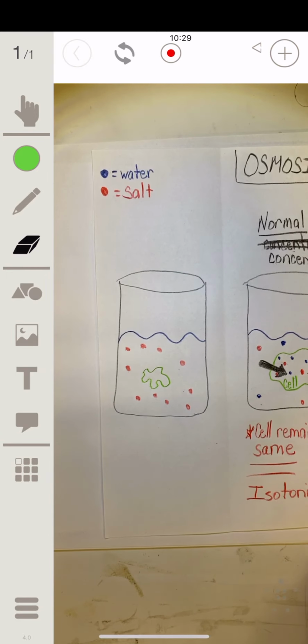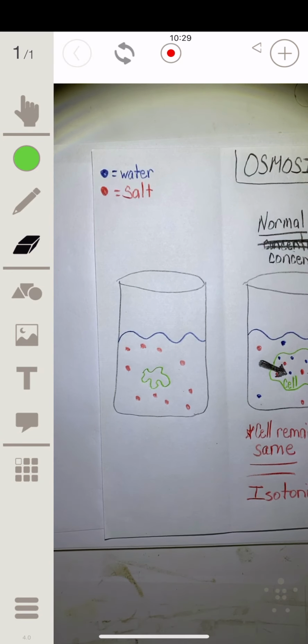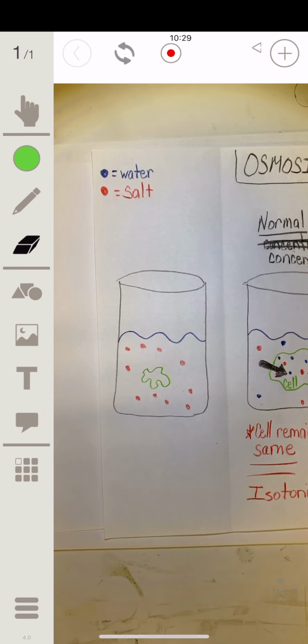This is like pouring salt on a slug. If you've ever poured, oh gosh, my lights went out. Hold on. If you've ever poured salt on a slug, you know that it dehydrates. So that's what happens when you do that.